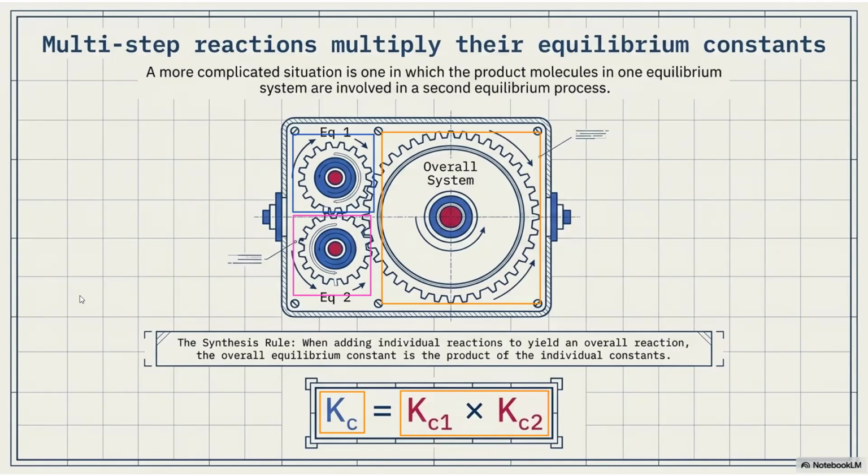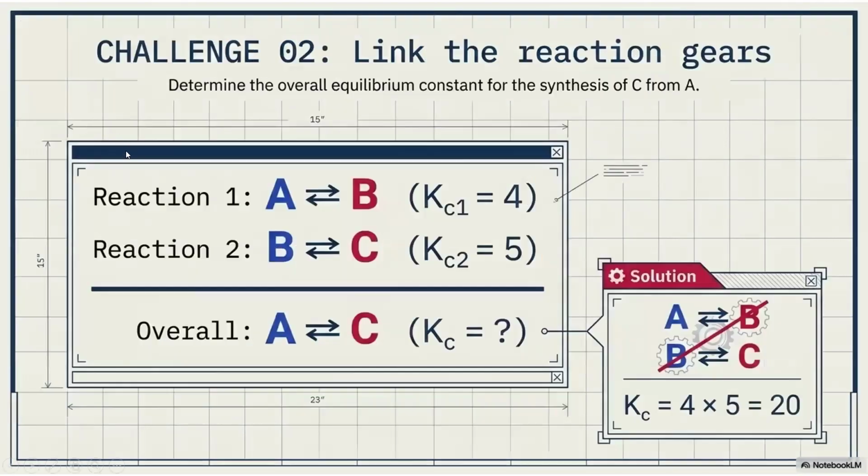So I have examples for you. For example, in reaction 1, A gives B. Let's say your Kc1 is equal to 4, and a second reaction is B forms C. Therefore, Kc2 is 5. So for the overall equation, you can start to cancel. B will cancel with B, so you have A over C.